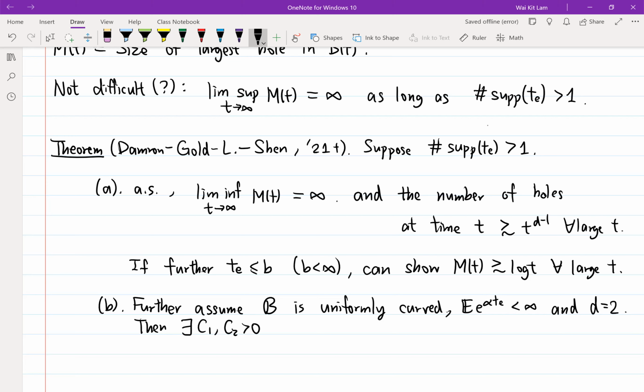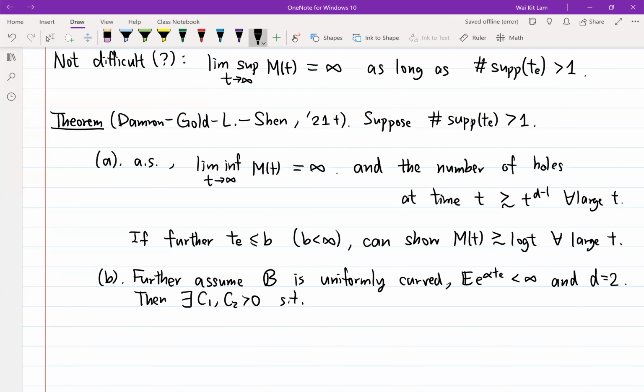There exist 2 constants, C1 and C2, such that this m of t is bounded above by some C1 times log of t to the power C2. So again, this is for large t.